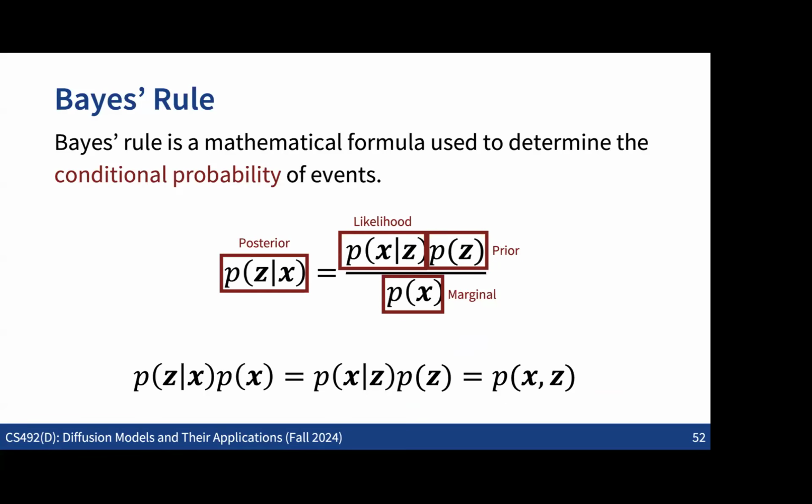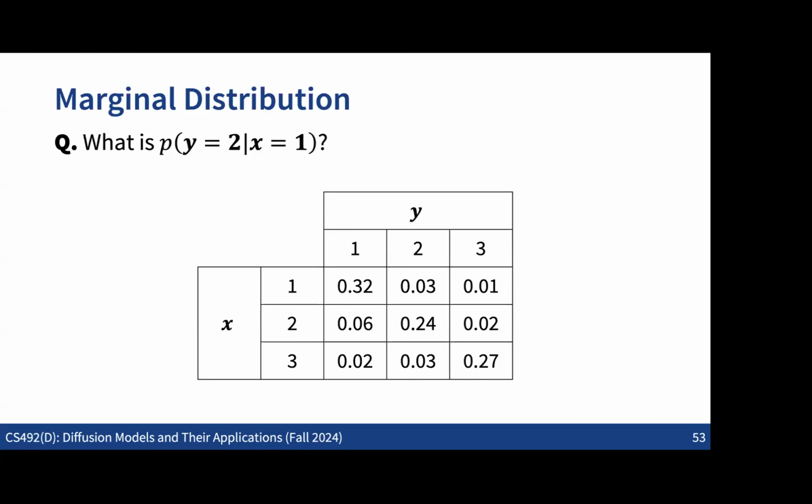Let's do one more simple exercise. Given this joint probability table, can you compute the conditional probability of y becoming 2 given that x is 1?